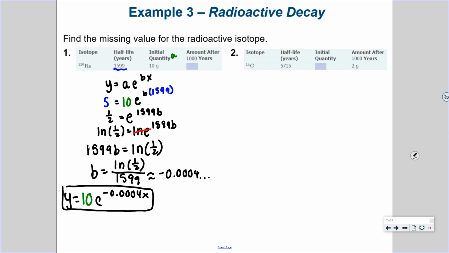Yes, sir? When I type that in my calculator, it comes up with something like 4.3 and then E negative 4, and a bunch of other numbers. So that's scientific notation. It just means we move the decimal over 4 places. Yes, good question. Sorry, I forgot that does that. Yep, scientific notation.